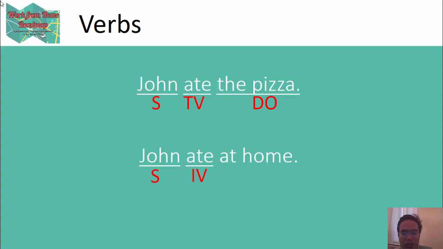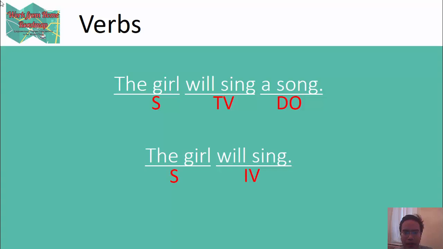Saying John ate and John ate at home mean the same thing, except the prepositional phrase at home just adds more detail. Another example, the girl will sing a song and the girl will sing. In the first sentence, the verb will sing is a transitive verb because it passes action to the direct object of a song. And in the second example, the girl will sing does not have a receiver of the action, a song, so it's an intransitive verb.